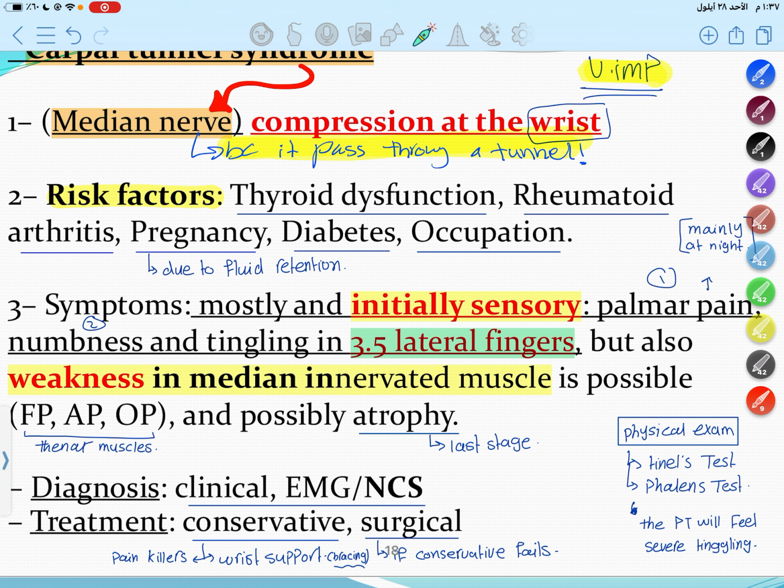Also, that pain is associated later with sensory symptoms like numbness and tingling sensation. And the numbness and tingling sensation is usually at the fingers supplied by the median nerve, and that is the lateral 3.5 fingers. Lateral 3.5 fingers.